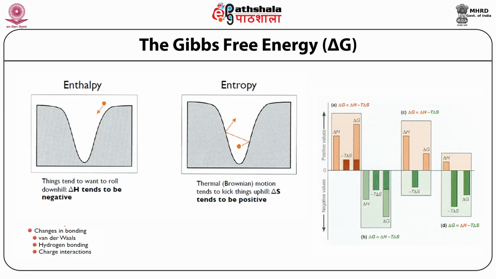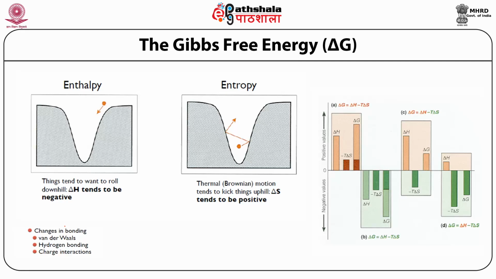There are 4 cases in which delta G is either positive or negative. In the first case, delta G is positive because delta H is positive and the value of T delta S is less than delta H, so the overall value of delta G is positive. In the second case, delta H is negative and delta S is also negative, but less negative, so ultimately delta G is negative for the spontaneous process.